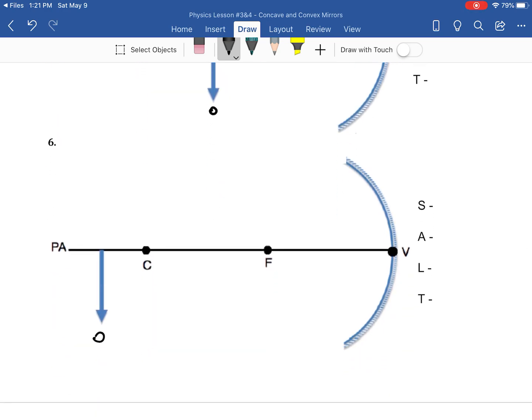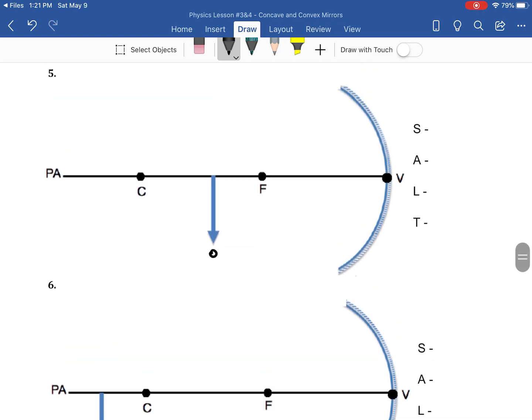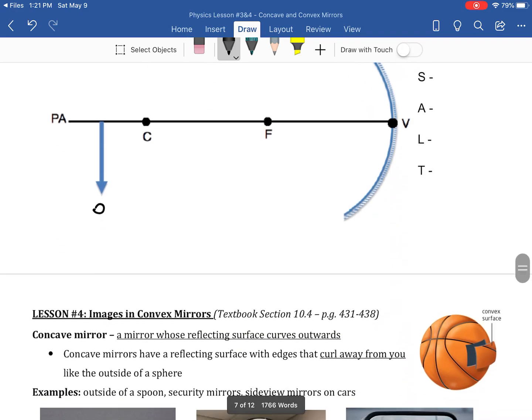And then here's another one, object beyond C, but it's inverted. This is an object that's between C and F. We did that one, it looked like this instead. But you guys try it this way, okay? So you can do that.